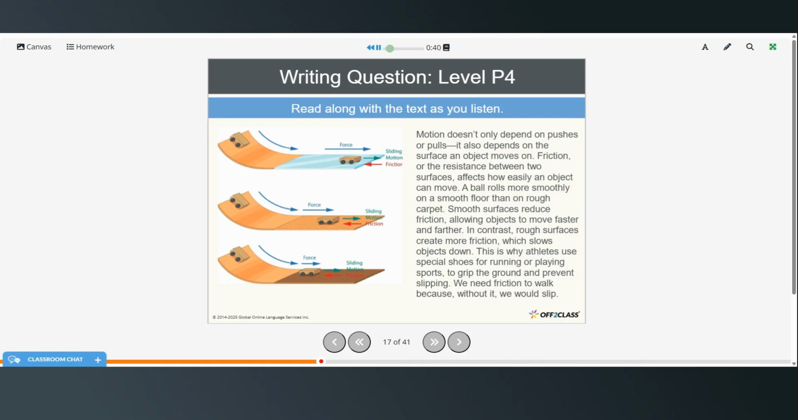Motion doesn't only depend on pushes or pulls, it also depends on the surface an object moves on. Friction, or the resistance between 2 surfaces, affects how easily an object can move. A ball rolls more smoothly on a smooth floor than on rough carpet. Smooth surfaces reduce friction, allowing objects to move faster and farther. In contrast, rough surfaces create more friction, which slows objects down. This is why athletes use special shoes for running or playing sports to grip the ground and prevent slipping. We need friction to walk because without it, we would slip.